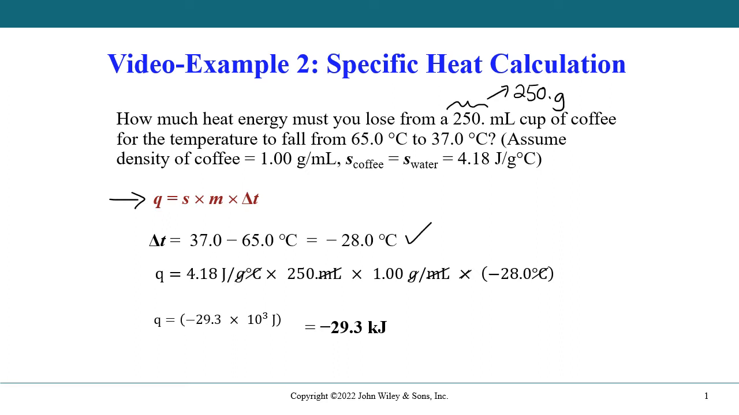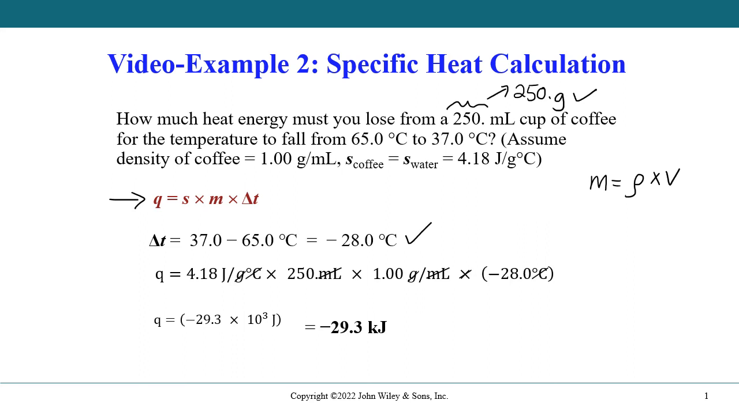We can then plug in the values that we need. So we've got the specific heat as 4.18, and then multiply by the mass. Remember, the mass can be found from the density times volume, which is what I've worked out over here already for you. So it's 250 mL times 1, and then multiply by the temperature change.